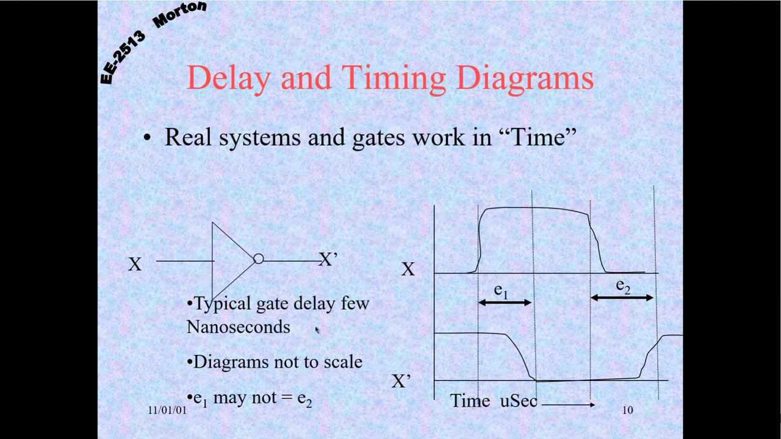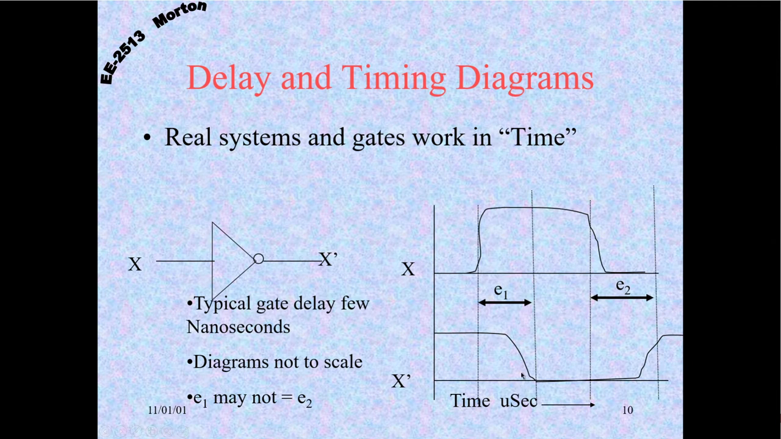But if we're running at, say, 5 volts, then this would represent 5 volts and this would be 0 volts. So here X goes from 0 to 5, but it takes this amount of time before the output goes from 5 to 0, because remember the output's going to be X prime.